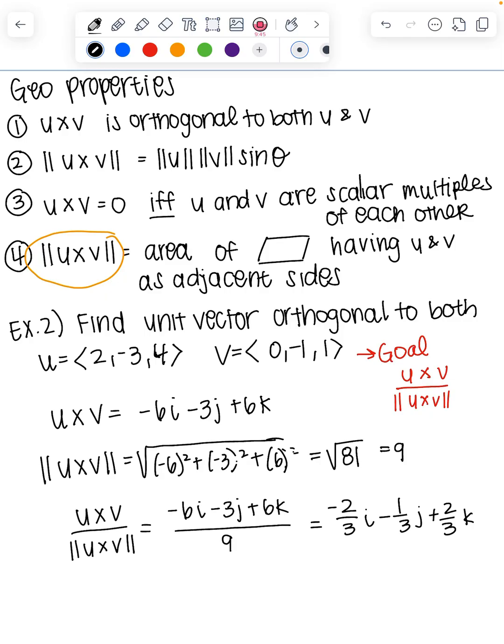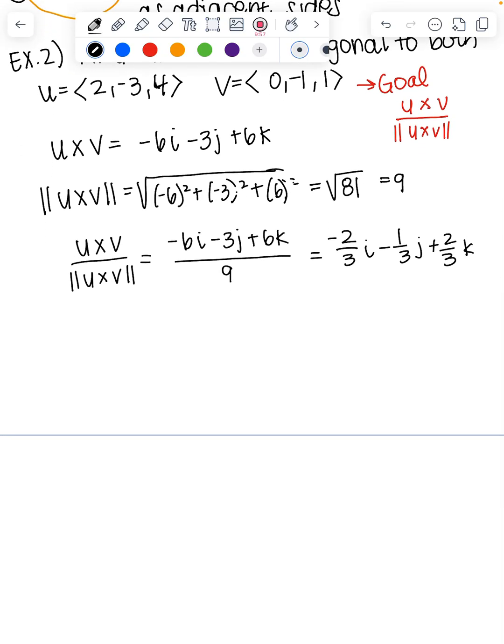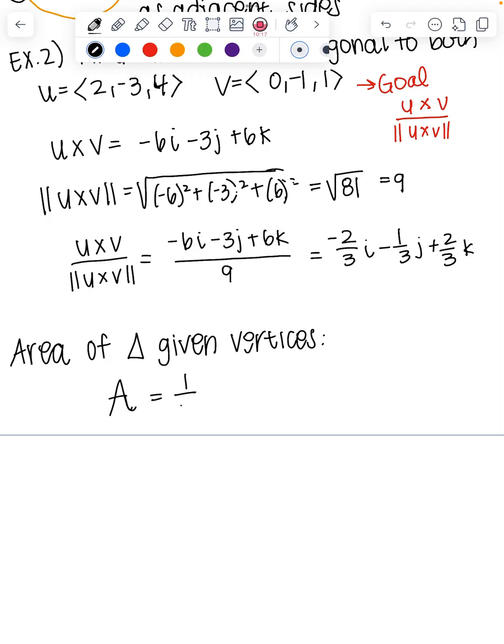Okay, now we are going to find the area of a triangle given vertices. Okay, so we have the area of triangle given vertices. And our equation we're going to use is the area is equal to 1/2 and we're going to use the magnitude of the cross product of AB and AC.